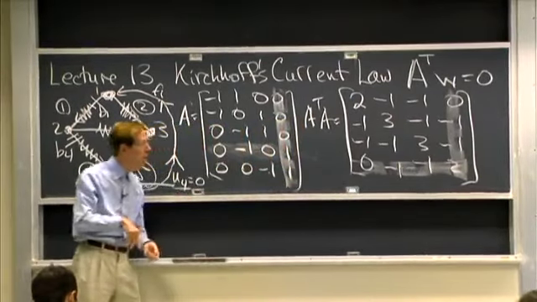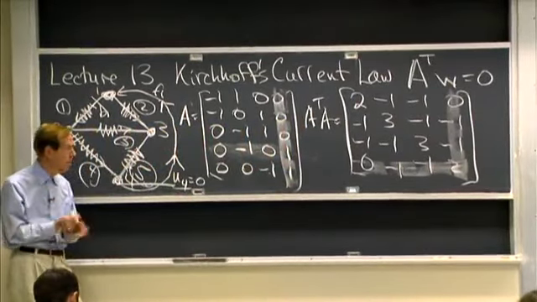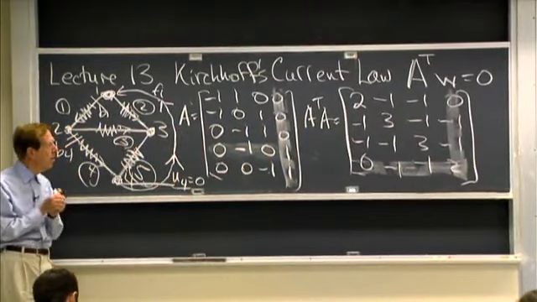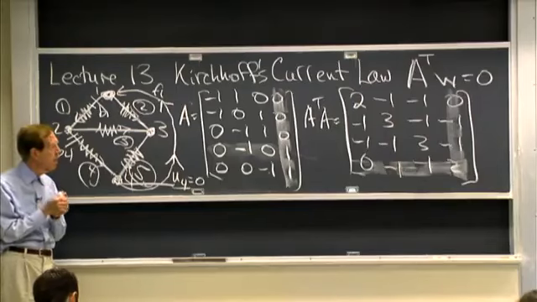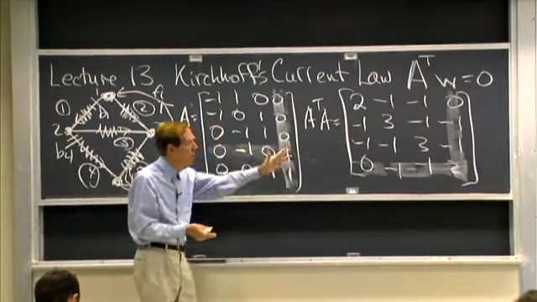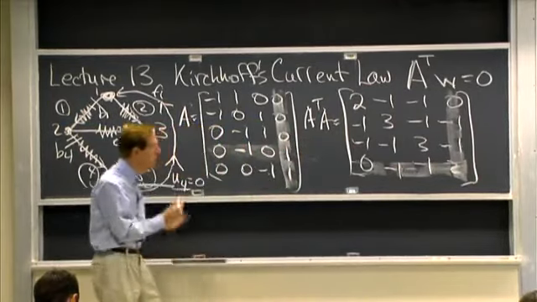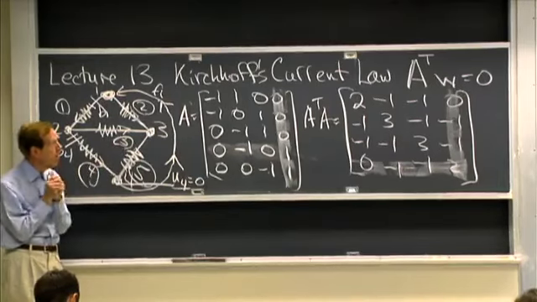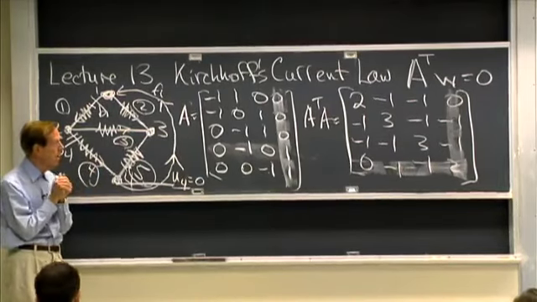I've removed that 1, 1, 1, 1 from the null space by fixing a potential, grounding a node, and the problem becomes just what we want. And I'll write down the equations when I get the Kirchhoff current law to complete the loop.